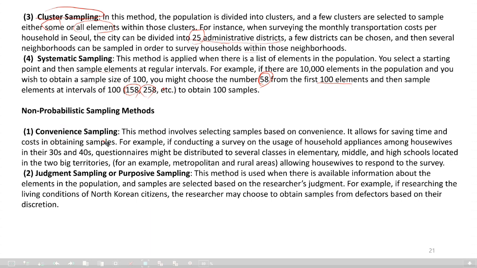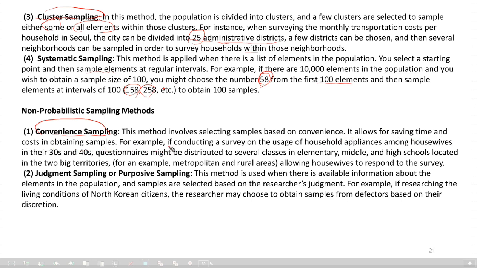Okay, let's go to non-probabilistic sampling methods. Convenience sampling. Convenience sampling reduces cost and time. This method involves selecting samples based on convenience. It allows for saving time and cost in obtaining a sample.